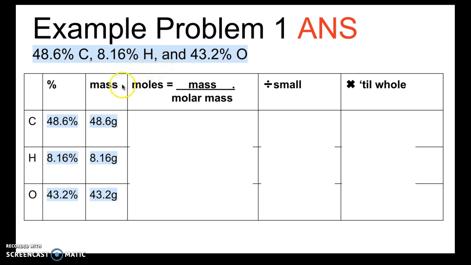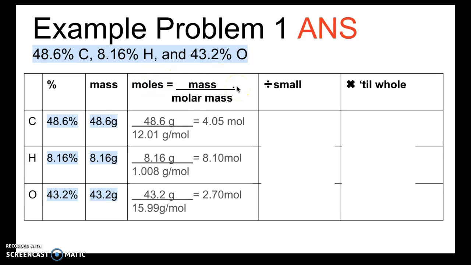Now let's go from mass to moles. For that, it's real simple. We're going to use the moles equals mass over molar mass equation. I take all of these masses that I have now and divide them by the molar mass or atomic weights that you can get from the periodic table. So for carbon, it takes 48.6 grams divided by 12.01 grams per mole. Again, this number comes from the periodic table. That gives me 4.05 moles of carbon.